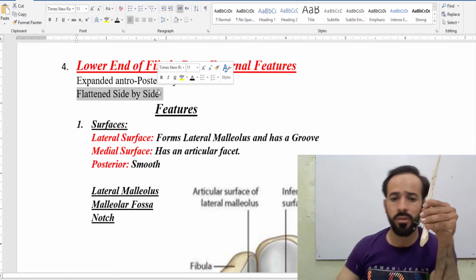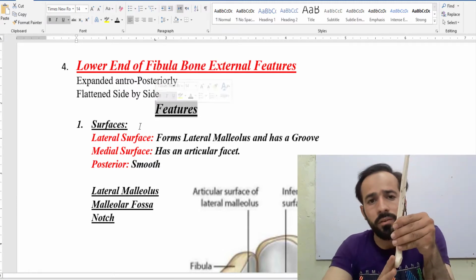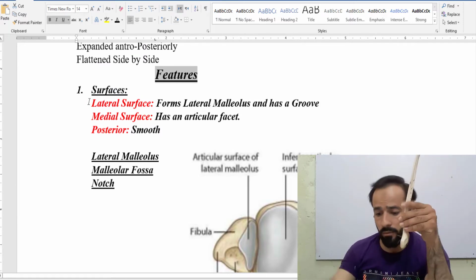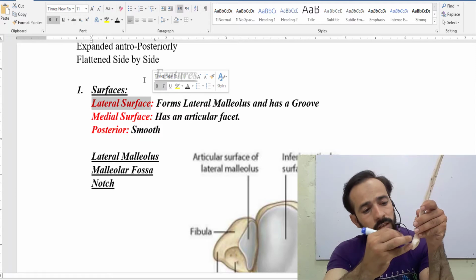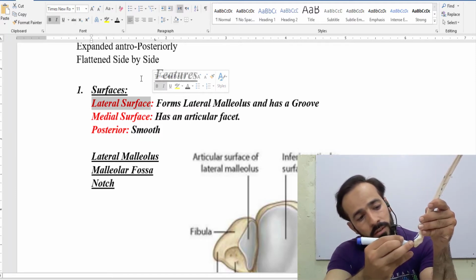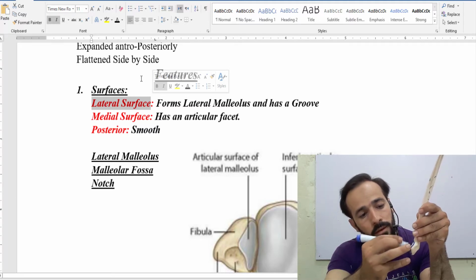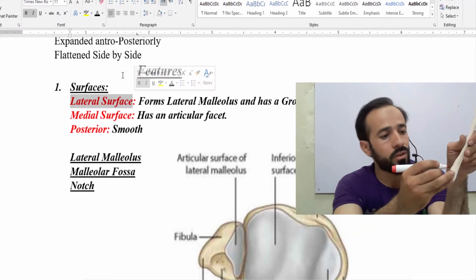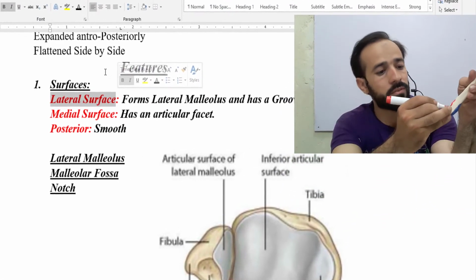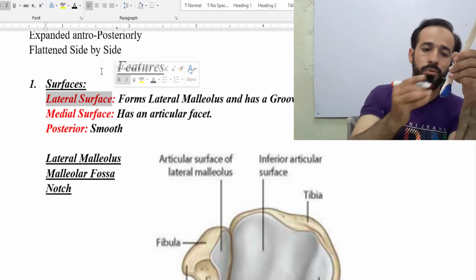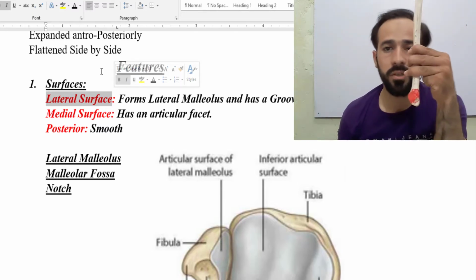Then about the features, first of all, the lower end of the fibula bone has surfaces. How many surfaces? It has three surfaces. What are those? The first surface is the lateral surface. This is the lateral surface on the lateral side. Then there is a medial surface. This is its medial surface, my friends, and in this medial surface there are certain important features that we will see here.